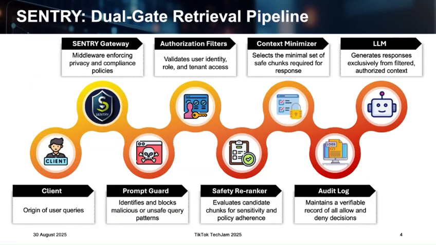Here is the architecture of SENTRY. Queries originate from the client and enter the SENTRY gateway, which orchestrates the privacy and compliance checks. The prompt card identifies and blocks any malicious or unsafe query patterns. Authorization filters then validate the user's identity, role, and tenant access. Candidate chunks are evaluated by the safety re-ranker for sensitivity and policy adherence, while the context minimizer selects only the minimum set of safe chunks required for the response.